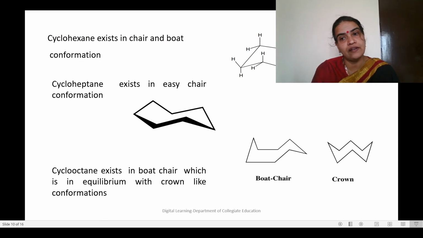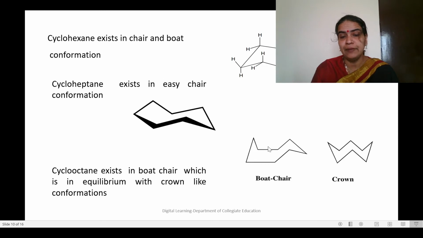Cyclohexane, this we know already, which you will be studying from PU onwards, that cyclohexane exists in chair as well as boat form, and the chair form is more stable than the boat form. It will be a chair shape and this is a boat shape. Cycloheptane exists in an easy chair conformation. Easy chair, somewhat slanting chair position. Which one occupies? Cycloheptane. How about cyclooctane?